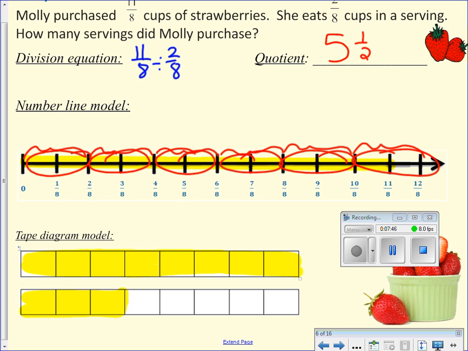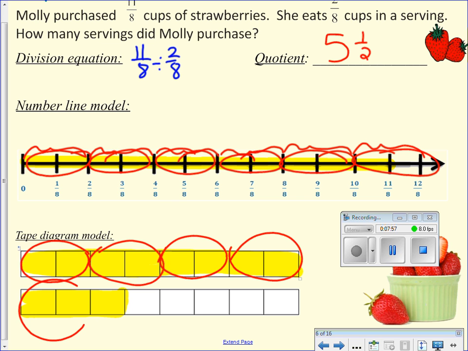So here's my big bucket of strawberries. Here's a scoop. Here's a scoop of 2/8. Here's a scoop of 2/8. Here's a scoop of 2/8. And there's a scoop of 2/8. But I don't have enough for this full scoop. So this scoop is only going to have half. 1 out of 2. So it's half. So I had 5 whole groups and a half.